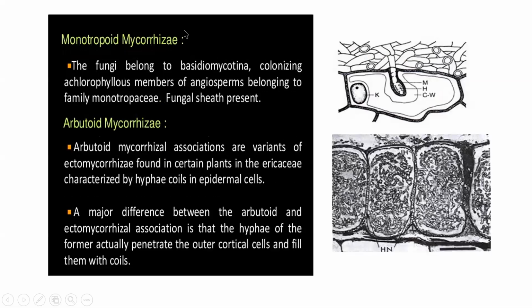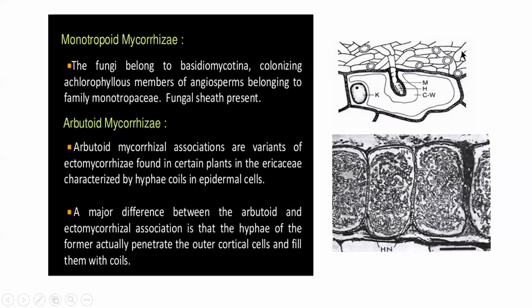Okay, monotropoid mycorrhiza, this is another kind of endomycorrhiza. The fungi belong to basidiomycota. They colonize achlorophyllous members of angiosperms, like Cuscuta. Cuscuta is achlorophyllous. They don't prepare their own food. You call them parasitic plants, that is, they are parasitic on other angiospermic plants. So this monotropoid mycorrhiza is specific to achlorophyllous angiosperms belonging to the family Monotropaceae. Plants under this family are generally parasitic on other angiospermic plants, like for example Cuscuta. So such a mycorrhizal association is called monotropoid mycorrhiza.